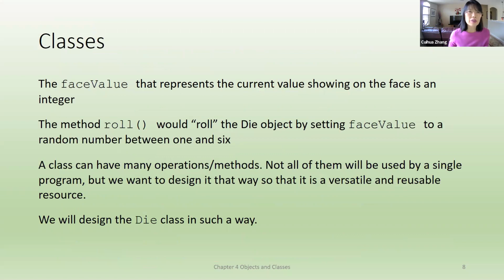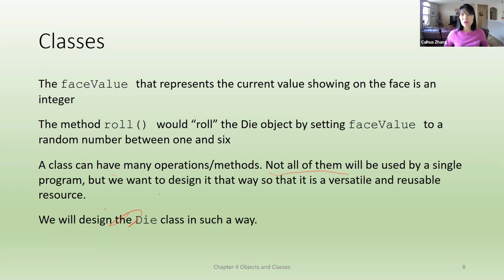So the face value, which represents the current value showing on the face, is an integer, right? If you think about it, what data type should the face value be? Int. The method roll would roll the die object by setting face value. So when you roll, you need to make sure it shows you a value. It changes the value of the face value, by setting face value to a random number between 1 and 6. A class can have many operations, or methods.